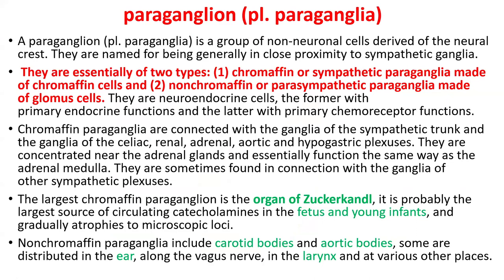Finally, the last chapter is about the paraganglion. The plural of this word is paraganglia. Those are groups of non-neural cells derived from the neural crest. They are named for being generally in close proximity to sympathetic ganglia, so that's why they call them paraganglia. Those are very special organs, containing cells related to the nerves carrying the sympathetic and parasympathetic fibers. So specifically, they carry fibers from the autonomic nervous system. There are two types.